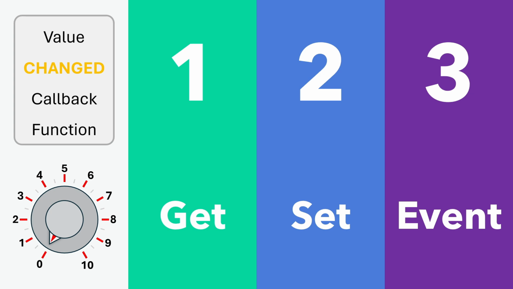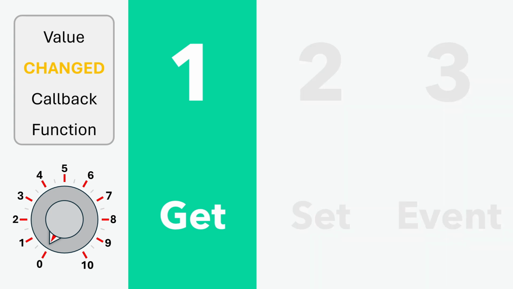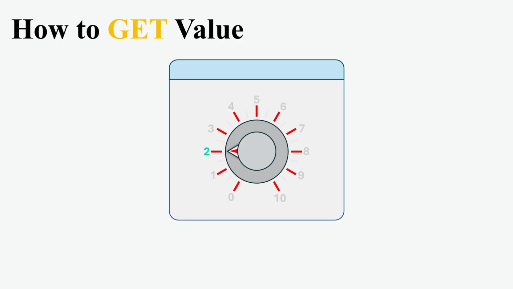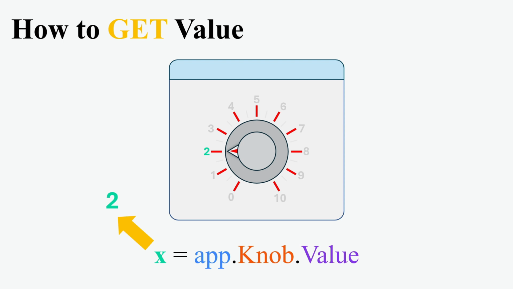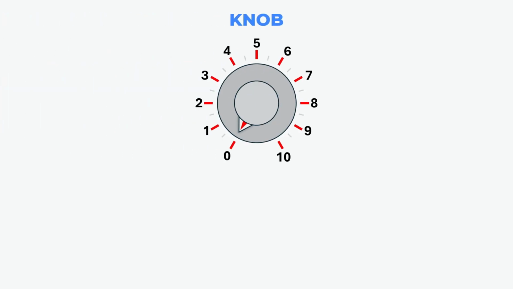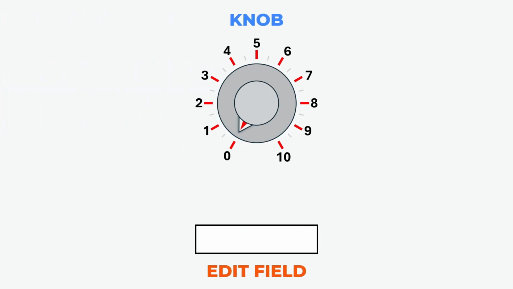Okay, now let's see the first example of getting value. So how do we get the value of the knob? Right now, the knob value is set to 2. To get the value, we have to write x = app.knob.value. Here, x is the name of the variable which is going to store the value 2. Now we have our component knob and we are going to add an edit field. What are we going to do? We are going to get the value from the knob and set the value in the edit field.